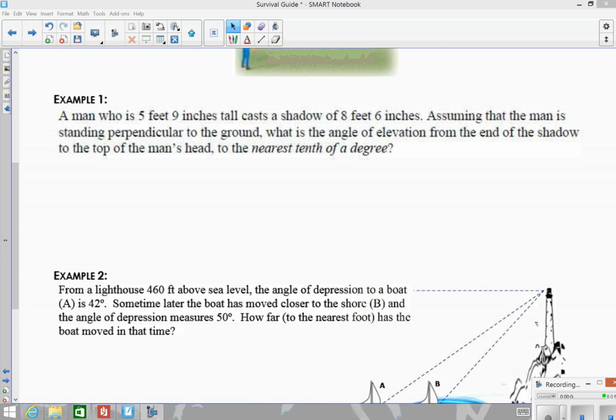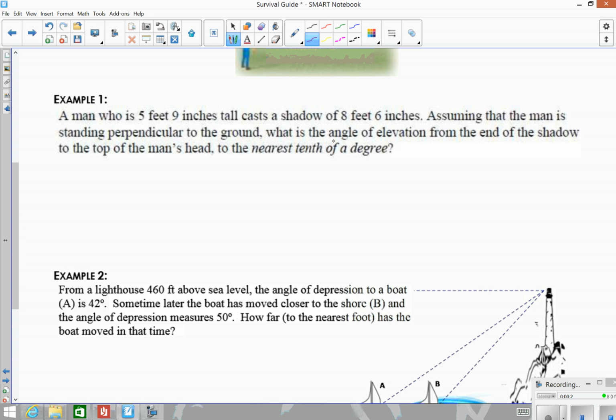In example 1, we're talking about a man who's 5 feet 9 inches tall who casts a shadow that's 8 feet 6 inches. Assuming that the man is standing perpendicular to the ground, what is the angle of elevation from the end of the shadow to the top of the man's head to the nearest tenth of a degree?